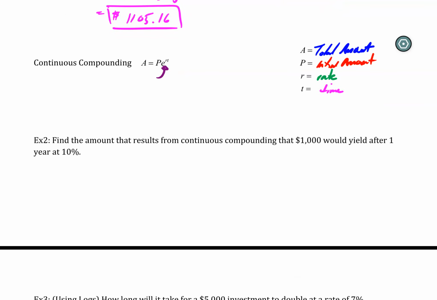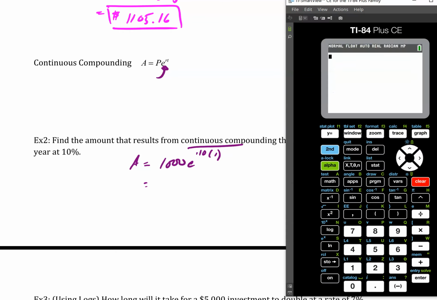So we've got the continuously compounded example. We're going to do that same $1,000 as my initial amount. So A is going to equal 1,000 E to the 0.10, and we're just going to do 1 year. If I take this and plug this in, this one I'll show just because of the E. Again, you can plug the whole thing in.